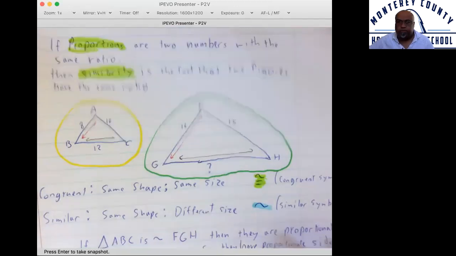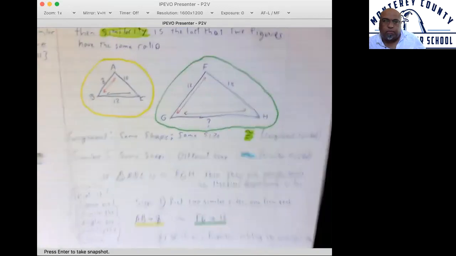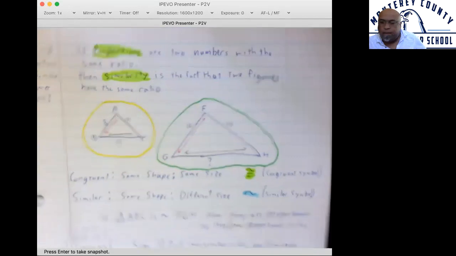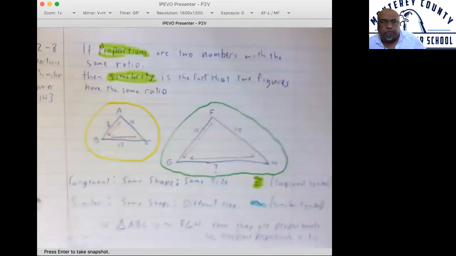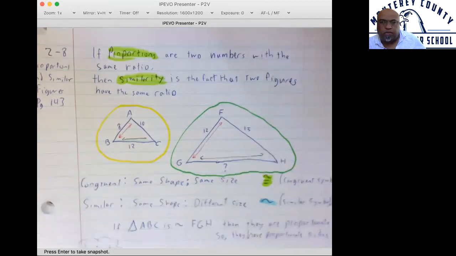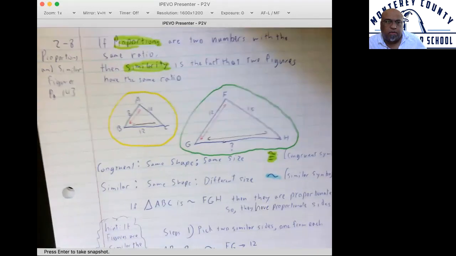All right. Lesson 2.8 is on proportions and similarity. So let's continue. Sorry, my camera's giving me problems.